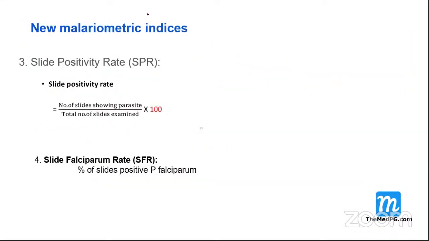Other malariometric indices are slide positivity rate, which is the number of slides showing parasites divided by the total number of slides examined, also expressed as a percentage because the multiplier is 100. Another one is slide falciparum rate, SFR, which is the percentage of slides positive for Plasmodium falciparum.